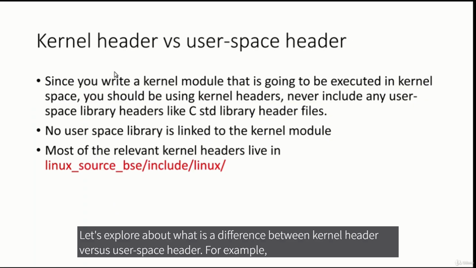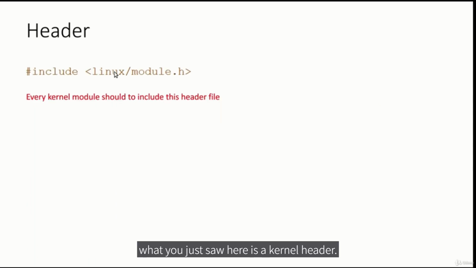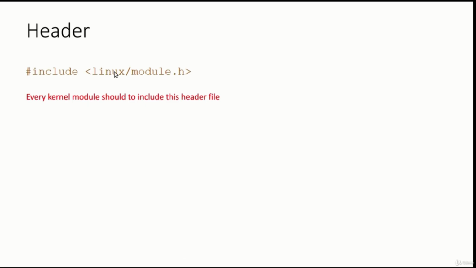Let's explore the difference between a kernel header versus a user space header. For example, what you just saw here is a kernel header. An example of a user level header may be stdio.h. That's a header file which you find in the standard C library. That's a user level header. This is a kernel header.